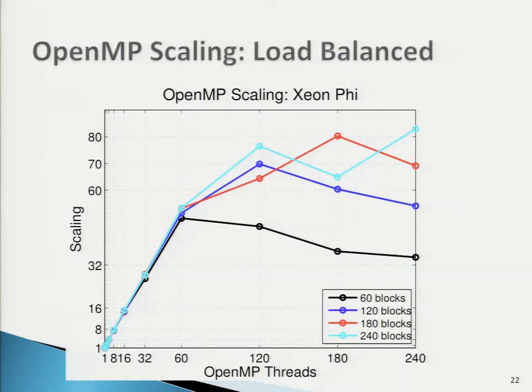It has a bit of a dip here because 180 can't divide into 240. But this was very interesting, because when we first looked at it, we said it's not scaling very well. We're not getting anywhere near peak performance. And then we went back and had a closer look and realized we had this load balancing issue.